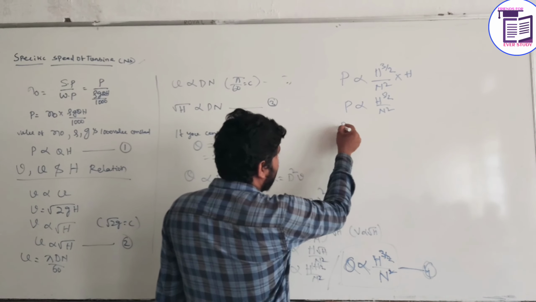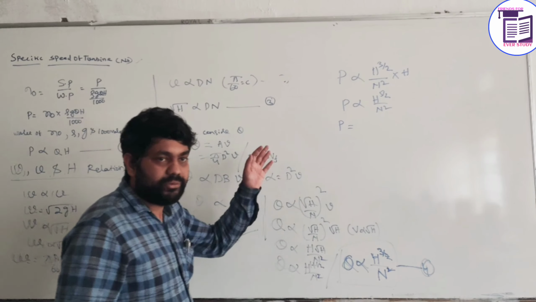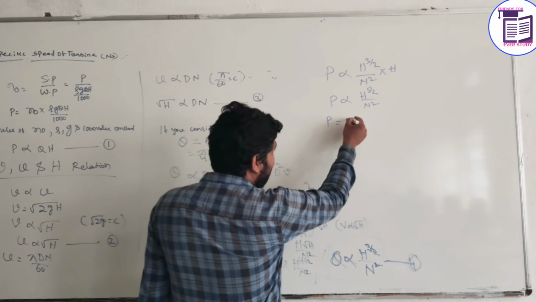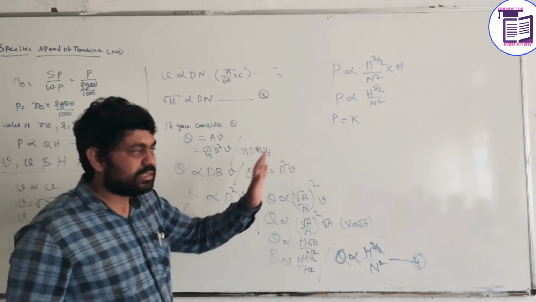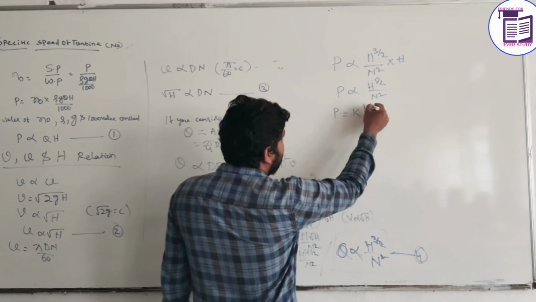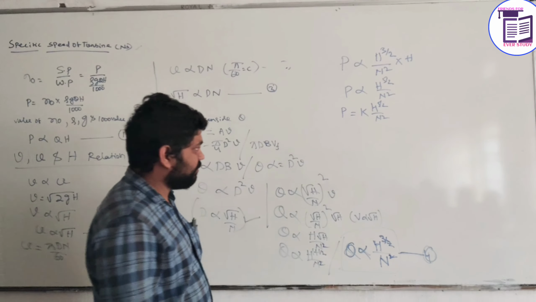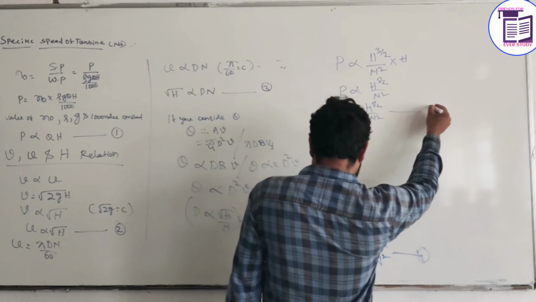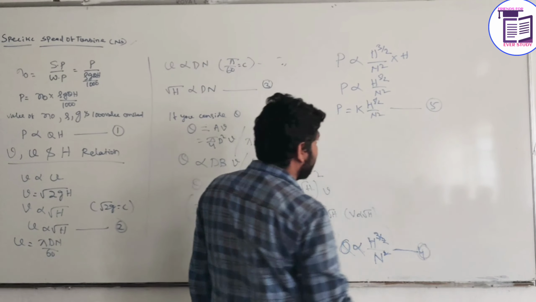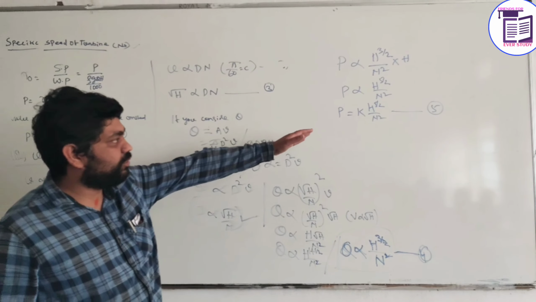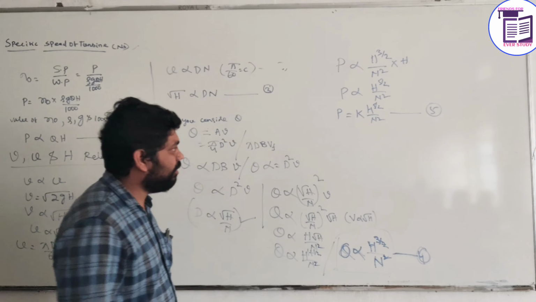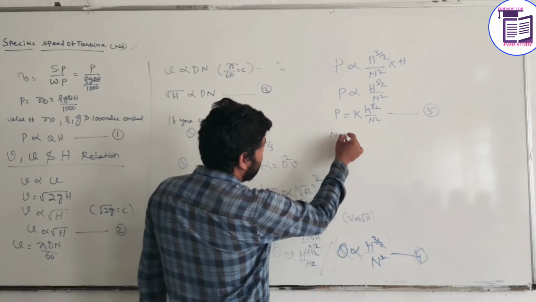Now P equal to some constant k. So P is some constant times h to the power 5 by 2 by n square. Using equation 5, P is equal to k h to the power 5 by 2 by n square. Now find the value of k.